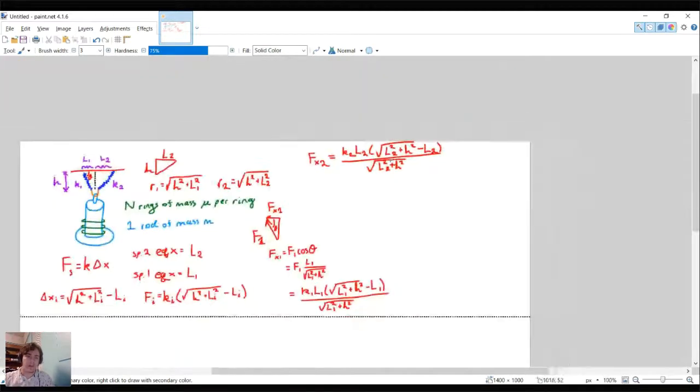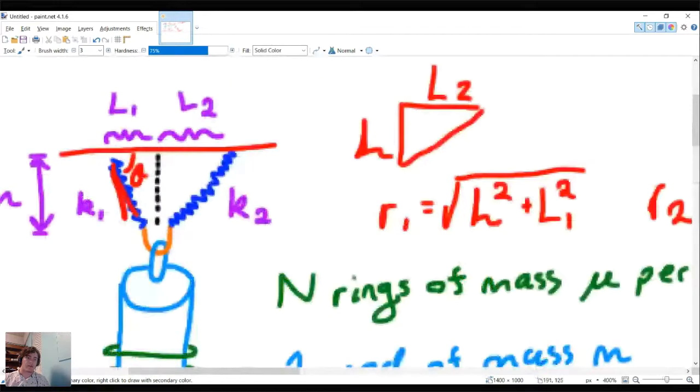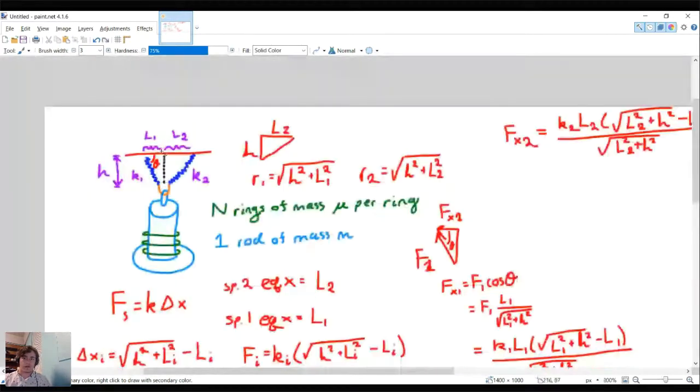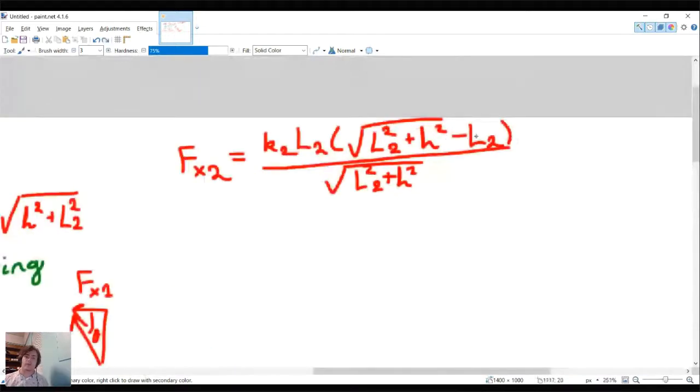So in order to get a really meaningful calculation out of this system, we have to make some assumptions here. The assumption is that the spring goes down, or the mass rod goes down very far. So we have this hypotenuse right here being much greater than this L1 right here. This is a very important physical assumption we can make.